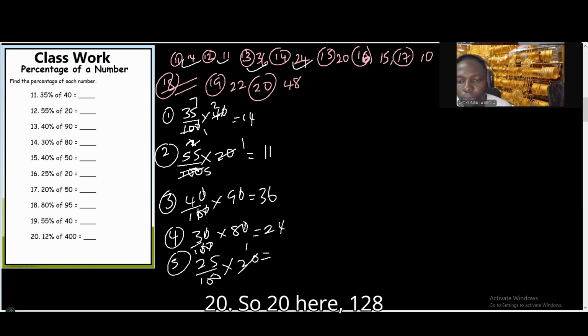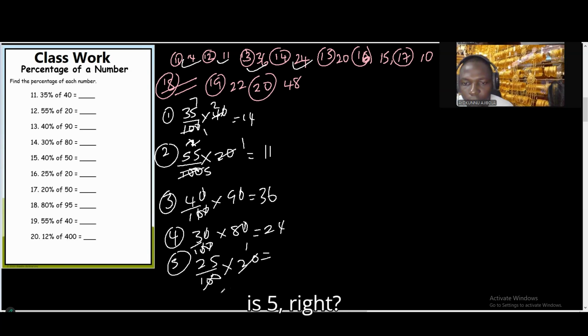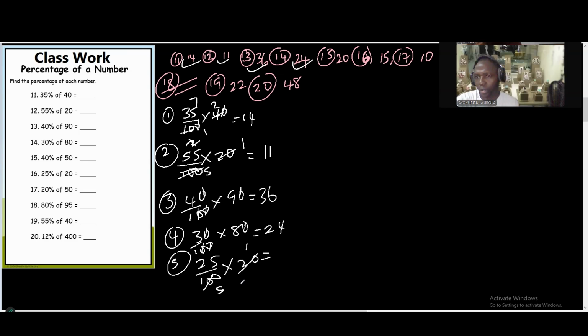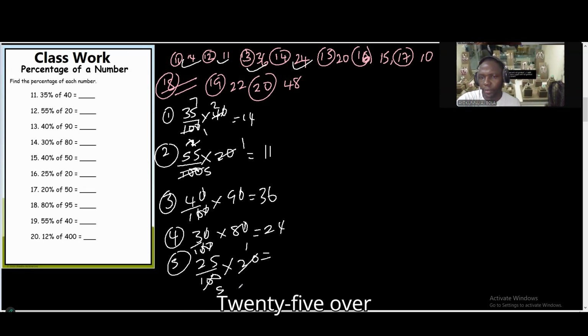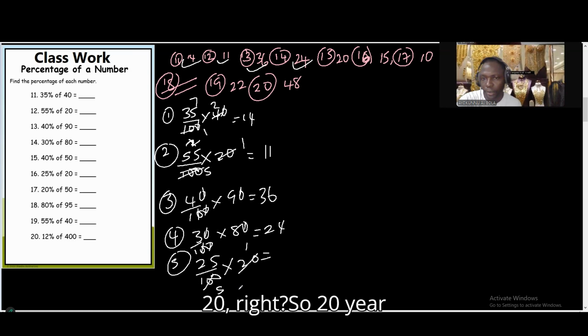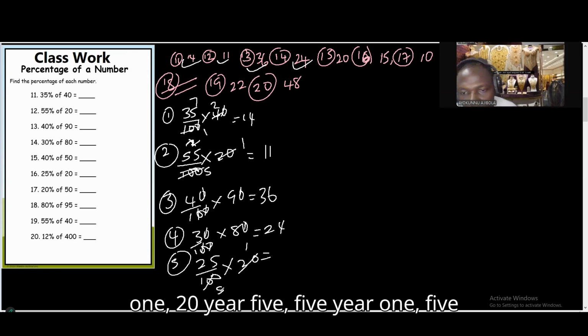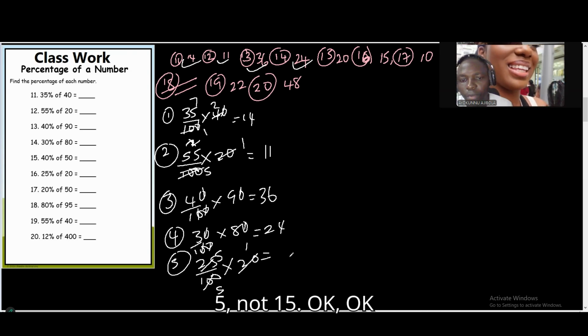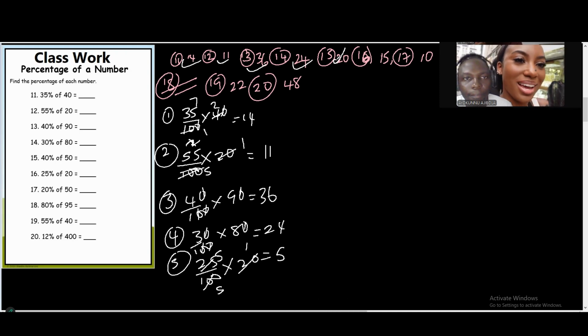Number 5, we have 25 over 100 times 20. So 20 by 5 is 4, 25 by 5 is 5, right? So it's going to be 5, not 15, okay?